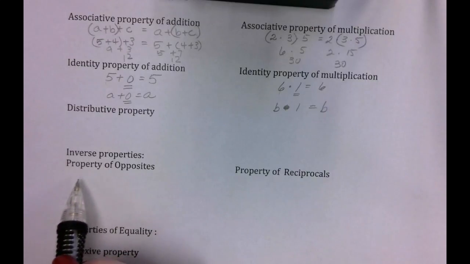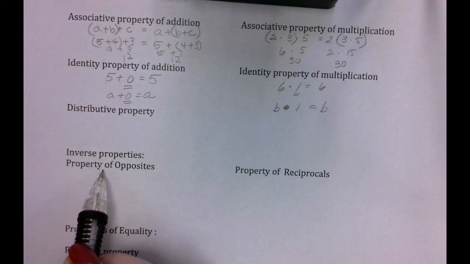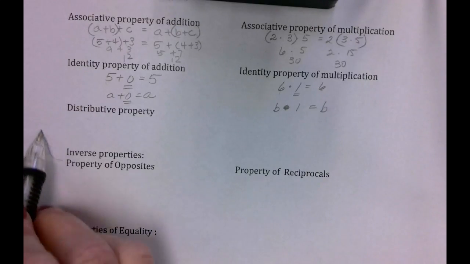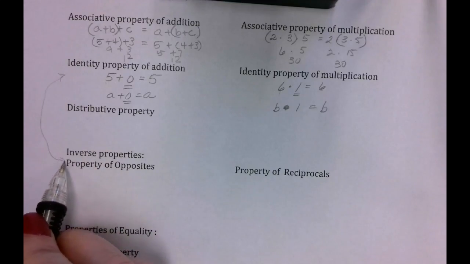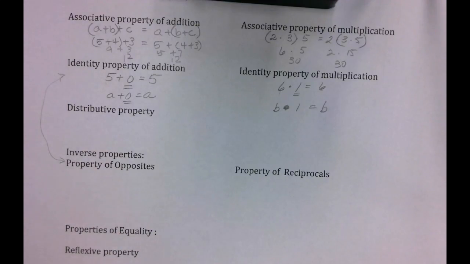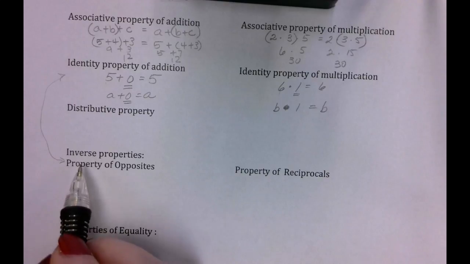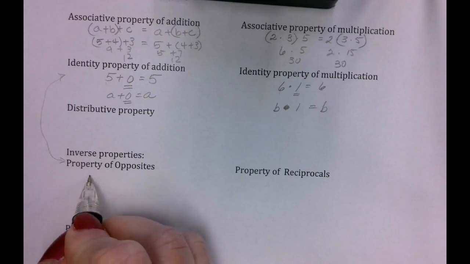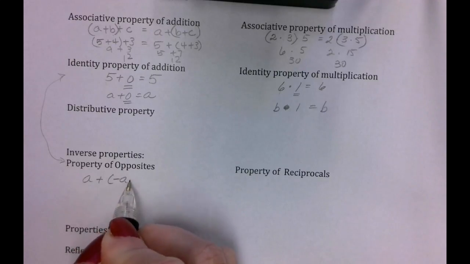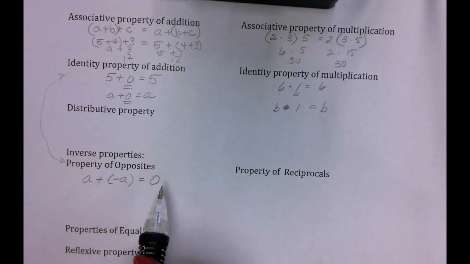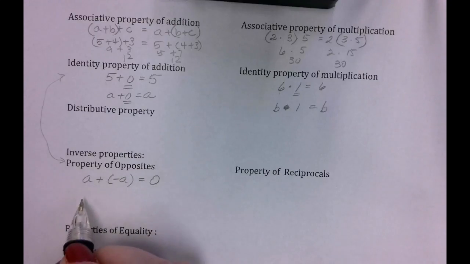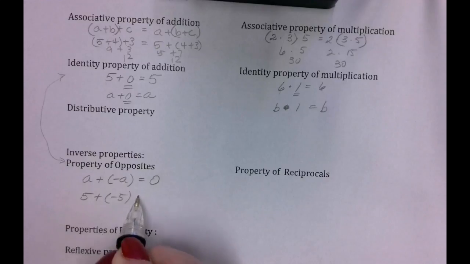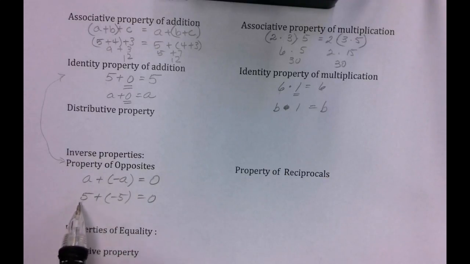I'm going to jump down and talk about the inverse properties, because the inverse properties tend to get confused with identity properties because there is some similarity. The inverse property states that if you take a number and add its opposite, you actually end up with the identity value. You end up with 0. So if you take like 5 plus a negative 5, you would end up with 0.